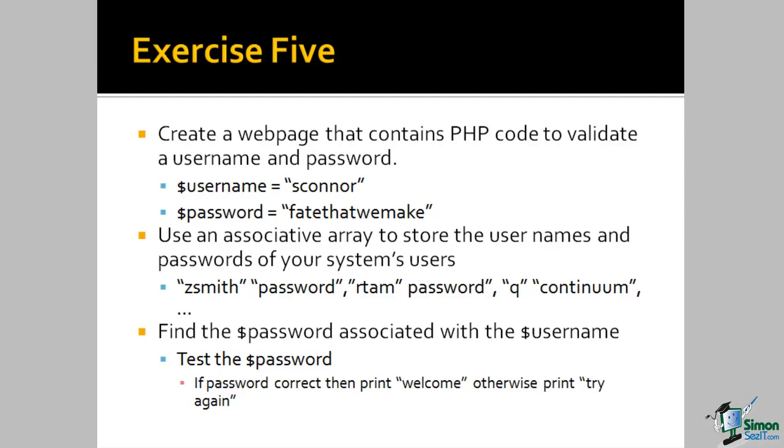So you'll have to loop through each value in the associative array, test to see if the password that's given is correct. Now, obviously, add more values for the associative array. I've given you 3 examples here. Add more. One of those must be S. Connor with the password fate that we make in order for you to find the value. It must obviously be in the array.